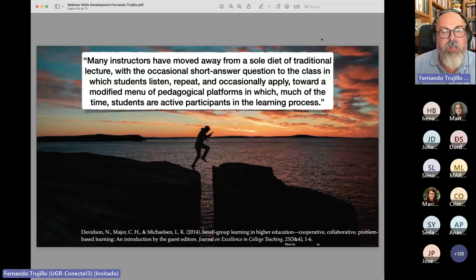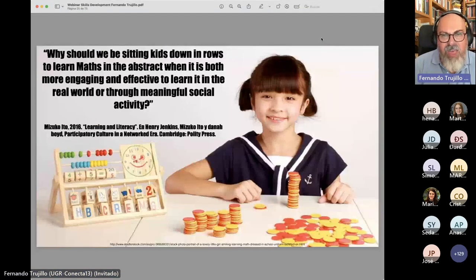And in those new pedagogical platforms, students are active participants in the learning process. In fact, what lies behind that quotation is the answer to this question by Mizuko Ito in 2016. Why should we be sitting kids down in rows to learn maths in the abstract, when it is both more engaging and effective to learn it in the real world or through meaningful social activity?